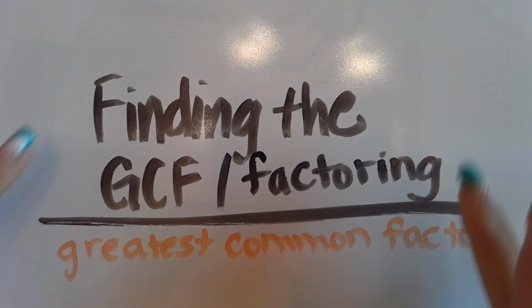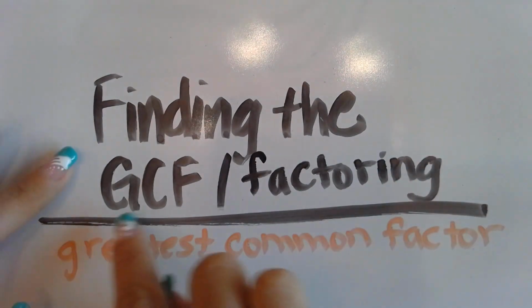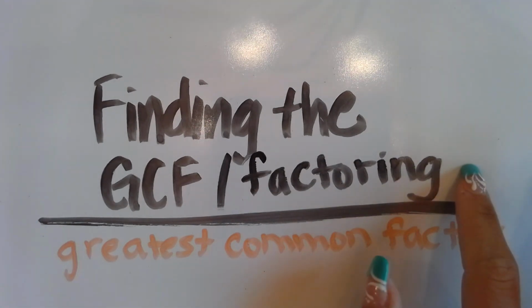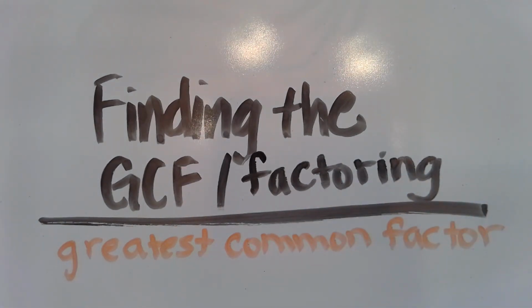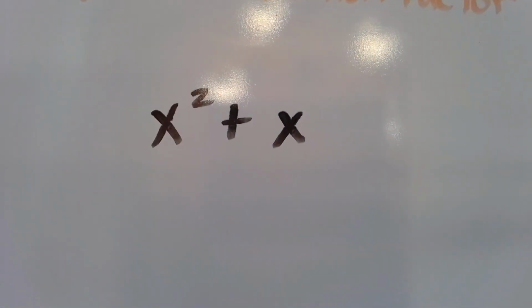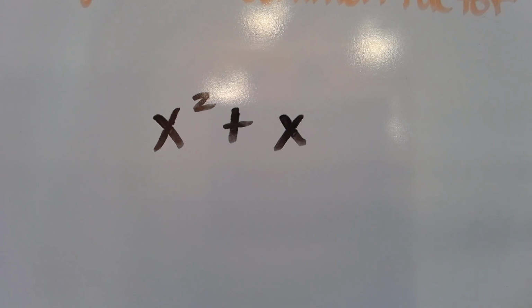This is finding the GCF. GCF is the greatest common factor, and this is also called factoring. So I want to go through these examples. I had recorded this video before, but it was too long to upload, so I'm just going to go through these, okay? Due to time limits, it was just too long, so I'm going to just go through them.